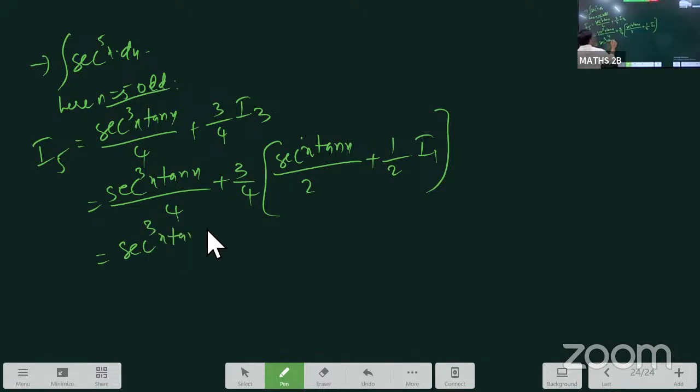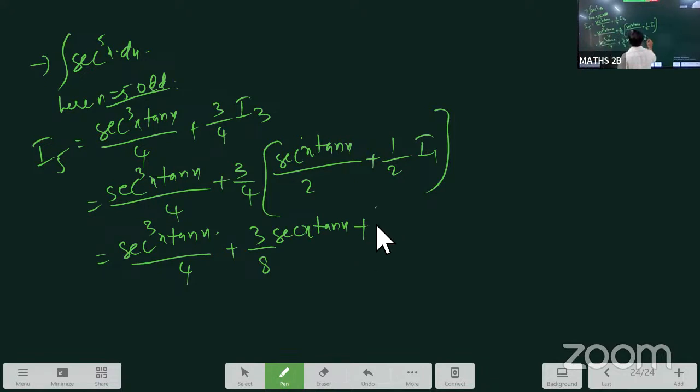Secant cube x tan x by 4, plus 3 by 4 into secant x tan x plus 3 by 8 I1. And let us do I1 separately.